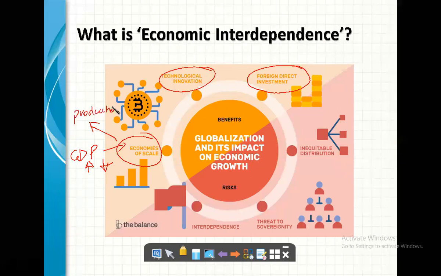Technological innovation. So now we have used Zoom. That's technological innovation, is that right? Yes, technological improvement. So those are the benefits of globalization and interdependence. Foreign direct investment.